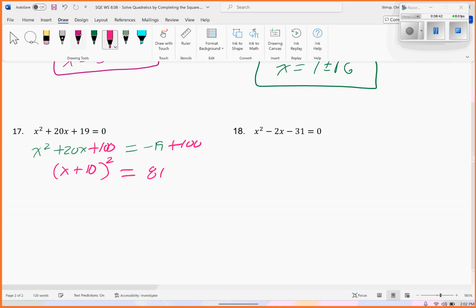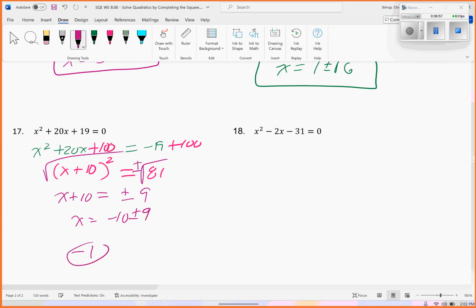Is there anything special about that 81, my friends? It's a perfect square. Square root of 81 is what? 9. So you're going to subtract 10. So negative 10 plus 9 is negative 1. Negative 10 minus 9 is negative 19.